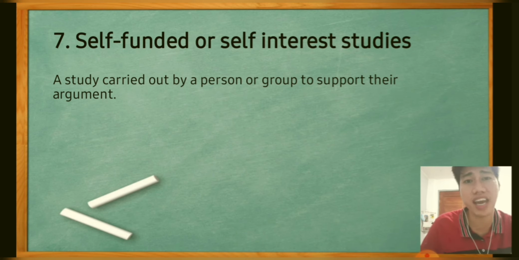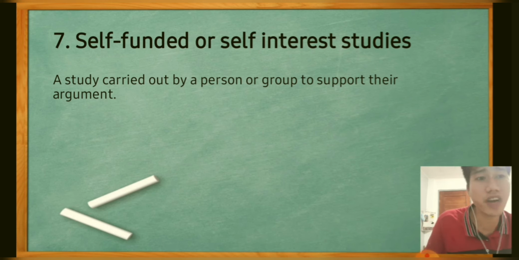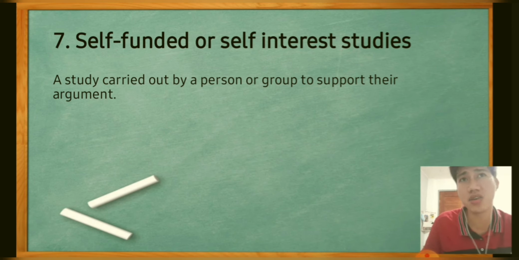A study carried out by a person or group to support their argument. They make studies and do research so that the result is good for them. But there's an error also, because there's a chance that they make up their conclusion from that research or survey. So that's why it's an error also: self-funded or self-interested studies.